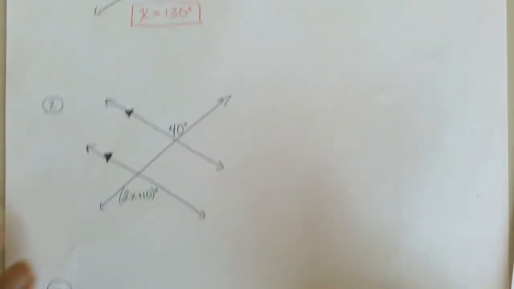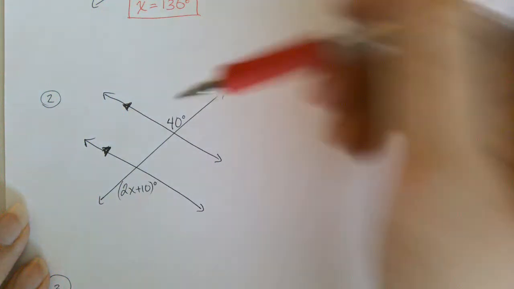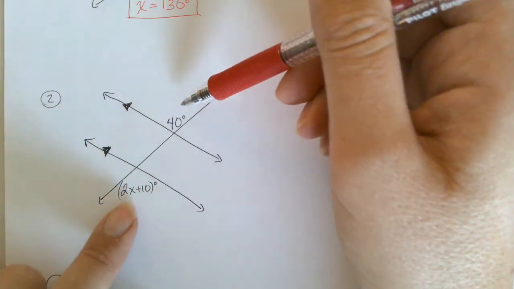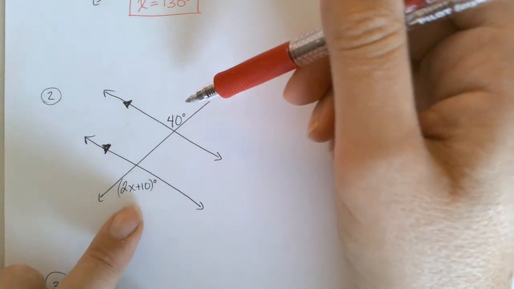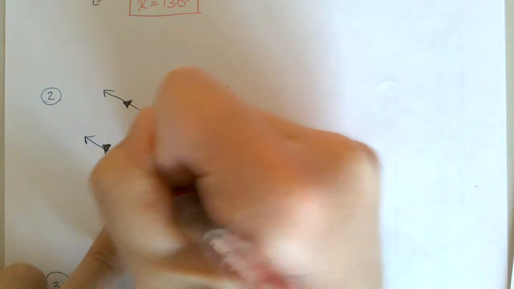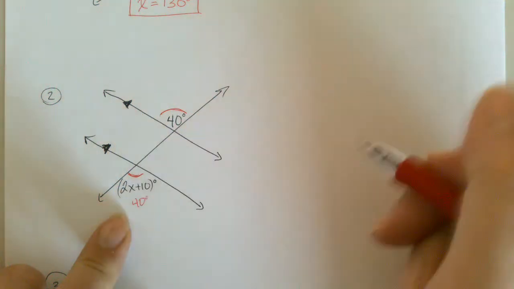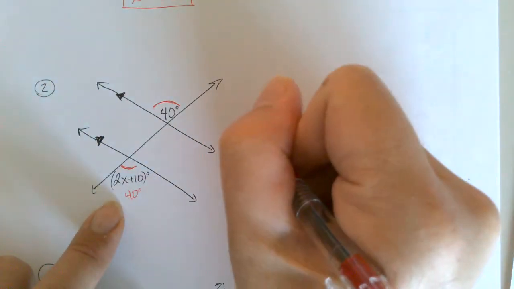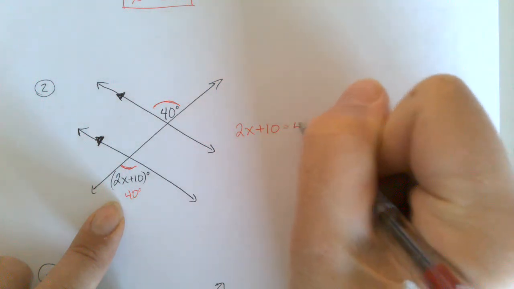Go ahead and give a quick sketch here. Parallel lines cut by a transversal. And I'm going to tell you right now, these are the alternate exterior angles, aren't they? Alternate exterior. And alternate exterior angles are equal. So that means that if this is 40, this angle has to be 40. So if I need to find x, wouldn't I know that 2x plus 10 must equal 40?